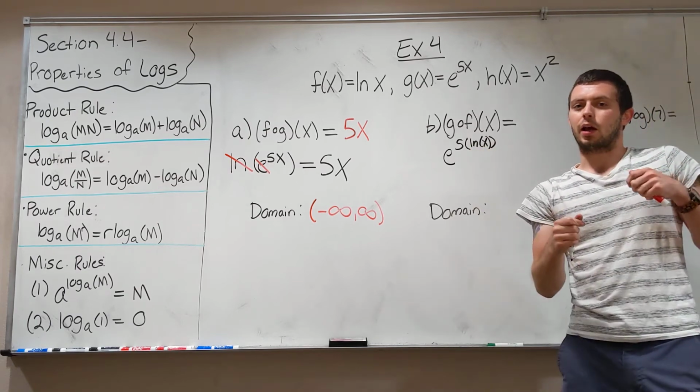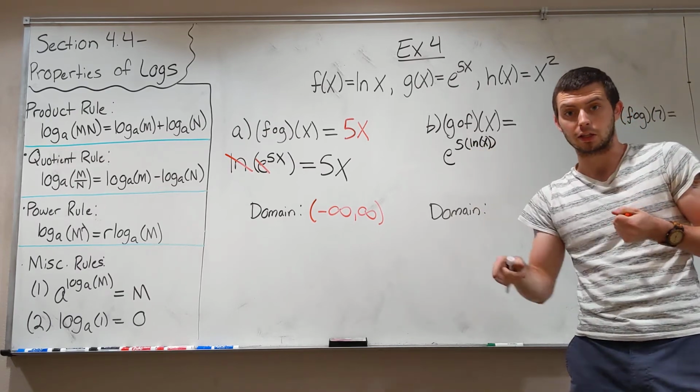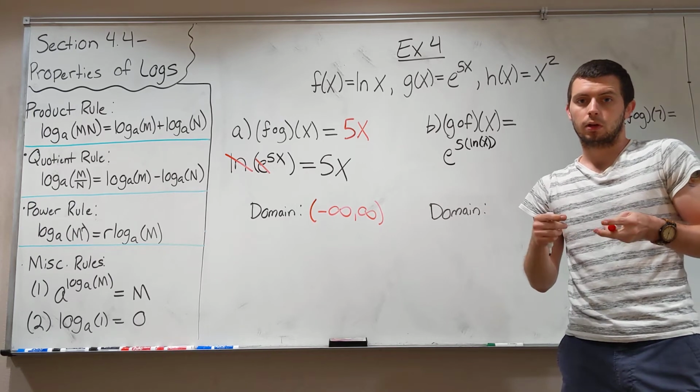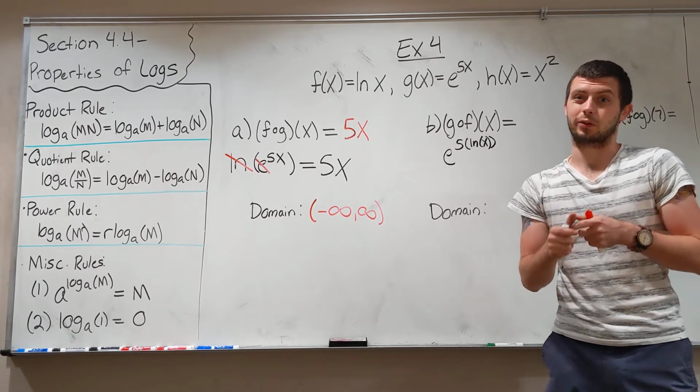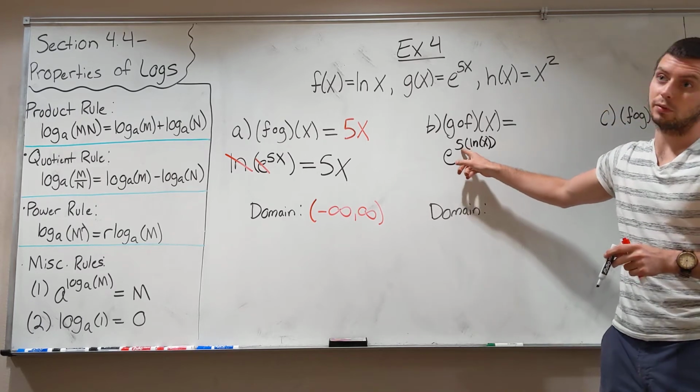And here we have, just like how ln and e cancel in that order, we can also have e and ln cancel, but they have to be right next to each other. Here, the 5 is getting in the way.